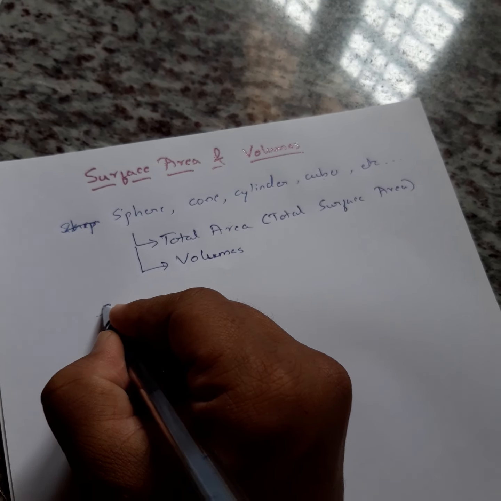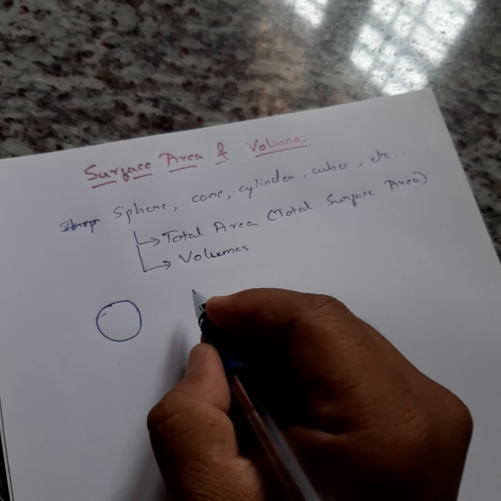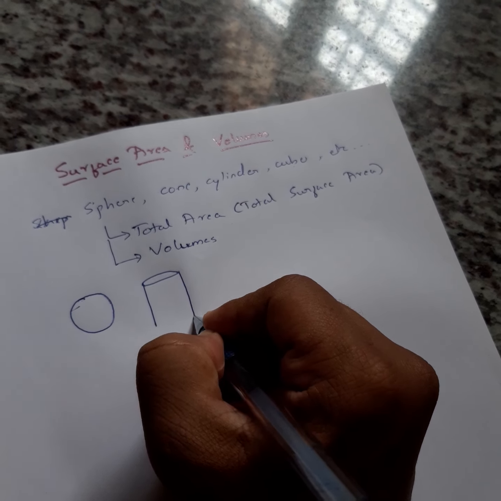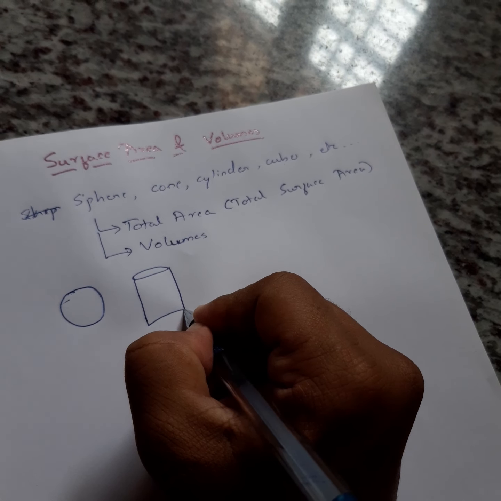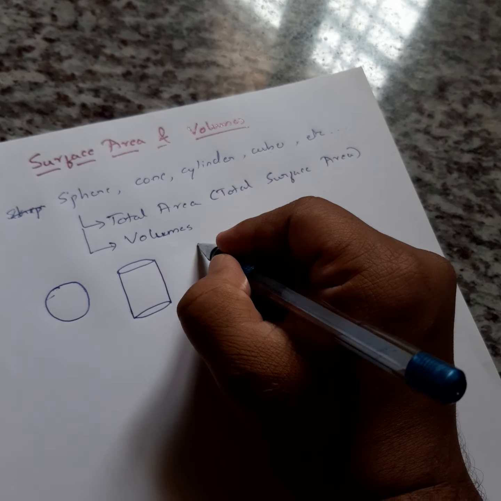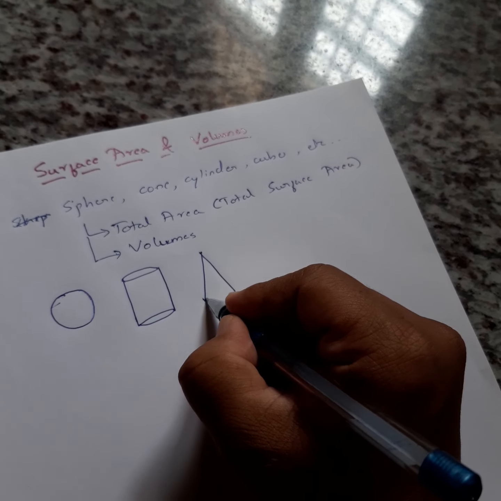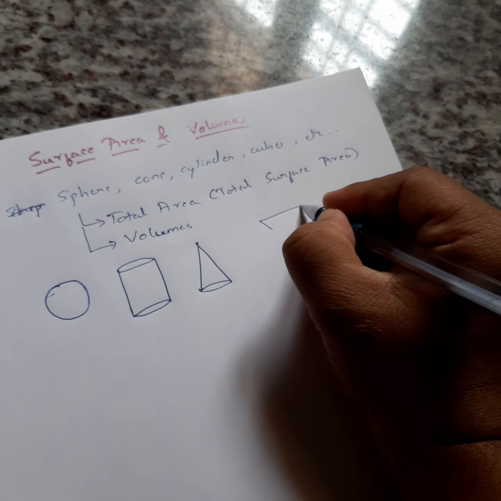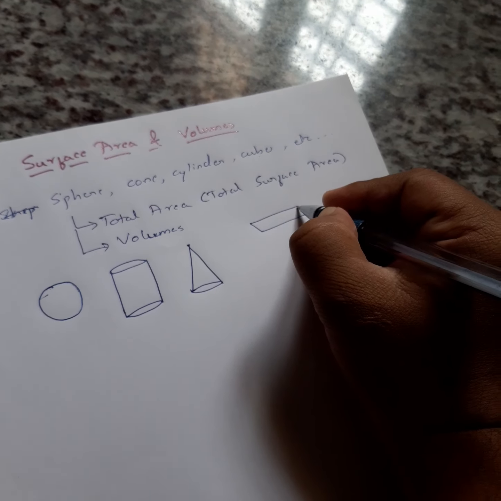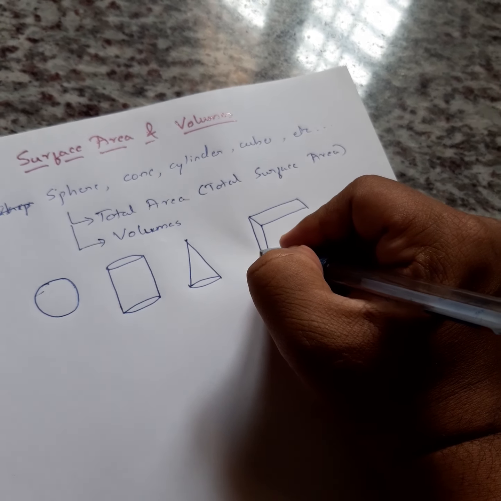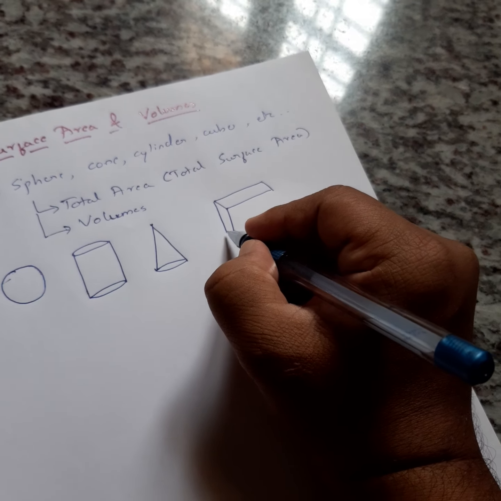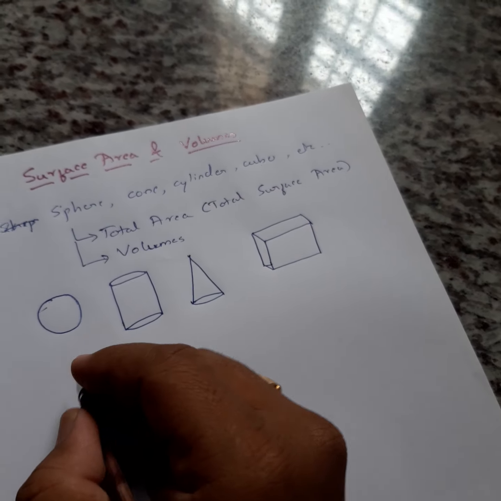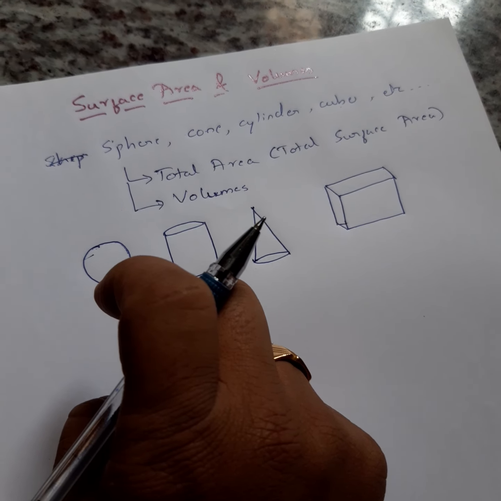So the shapes look like this: sphere. I'm just drawing the diagram which is feasible to draw here. Cylinder, cone, cube. So these things you already studied in the last class.